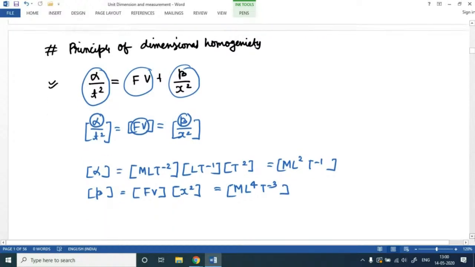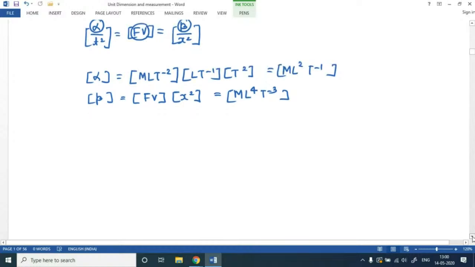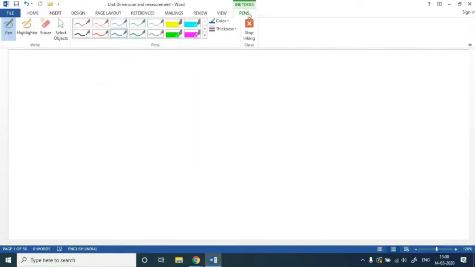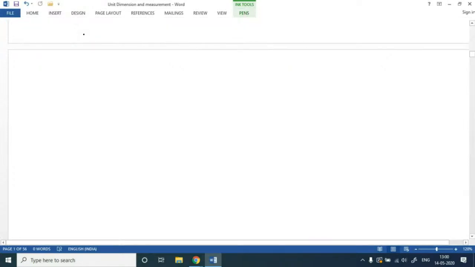So that is one important thing, the principle of dimensional homogeneity. And you can use dimensional analysis to derive a new relationship also. Let's say, deriving a new relationship.